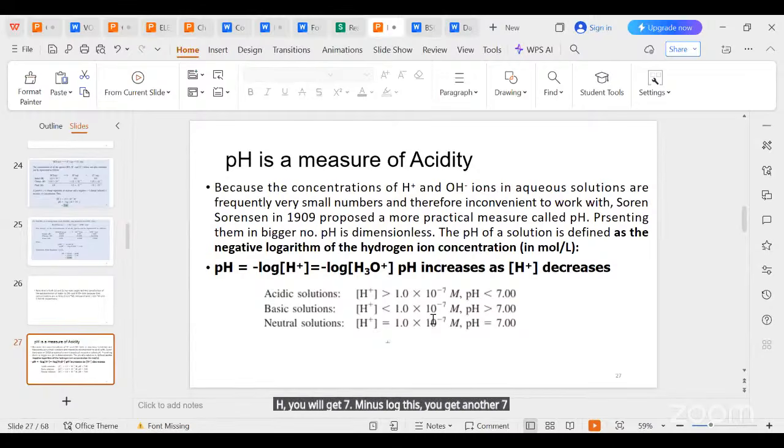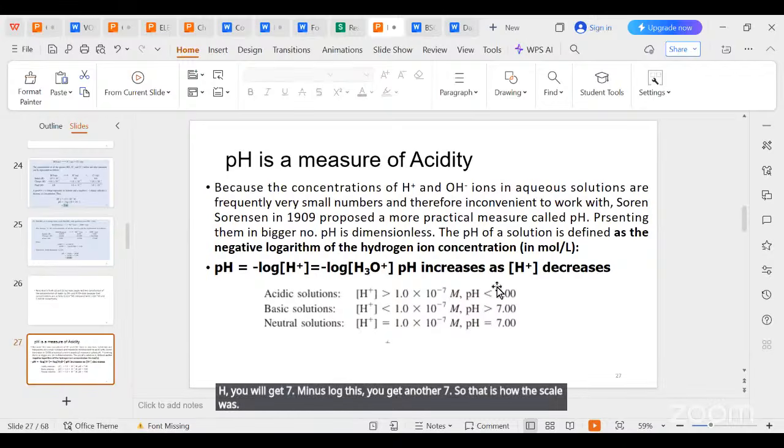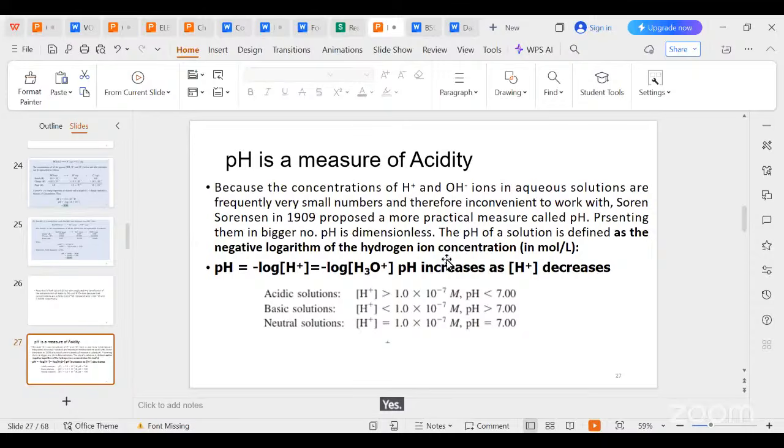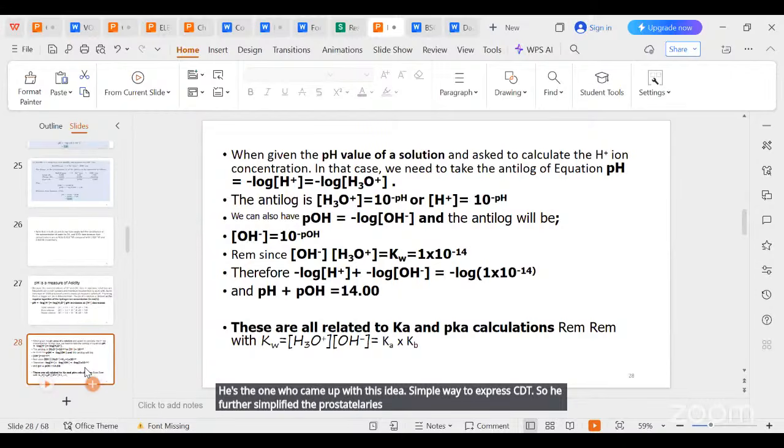So that is how the scale was arrived at. It's one scientist, Sørensen, who came up with this idea, a simple way to express acidity. So he further simplified the Bronsted-Lowry theory. He increased the application of the Bronsted-Lowry theory.